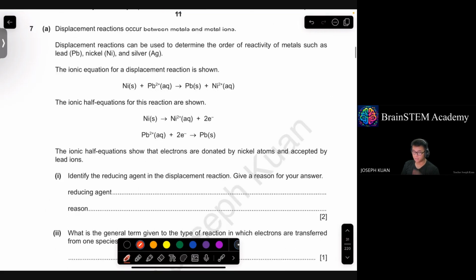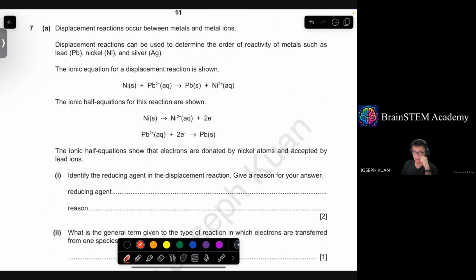Right, moving on to question number 7. Displacement reaction occurs between metal and metal ions. Displacement reactions can be used to determine the order of reactivity of metals such as lead, nickel, and silver. The ionic equation for a displacement reaction is shown, and the ionic half equations for this reaction are shown. The ionic half equations show that electrons are donated by nickel atoms and accepted by lead ions.